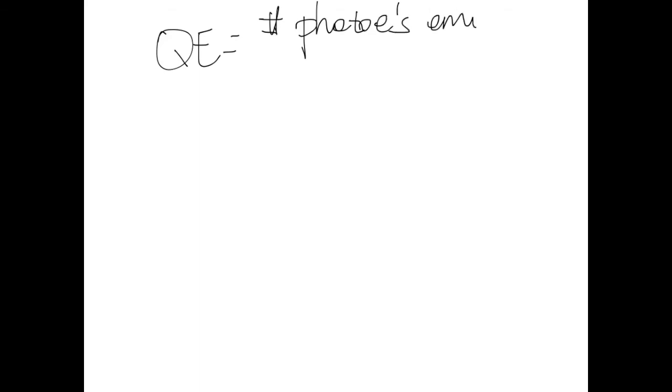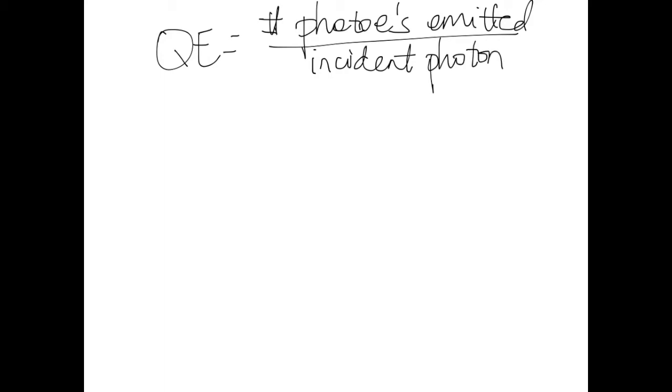So there are a few terms that we use to describe our PMTs. First off, we have this thing called quantum efficiency. Quantum efficiency is the number of photoelectrons emitted per incident photon, and we want that number to be large.